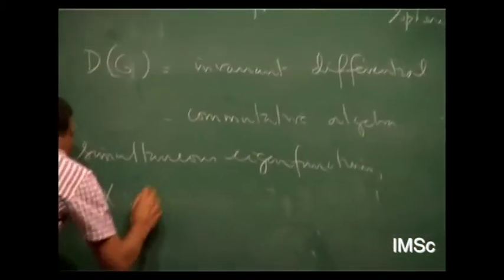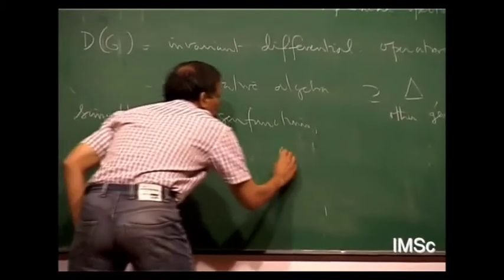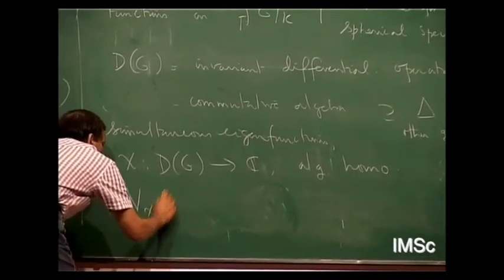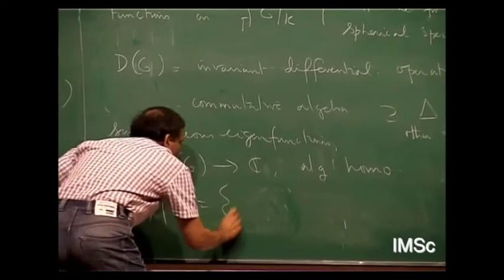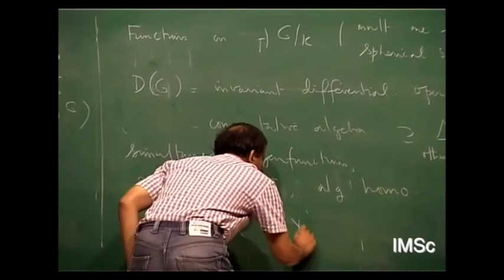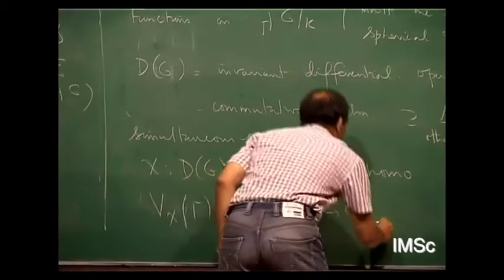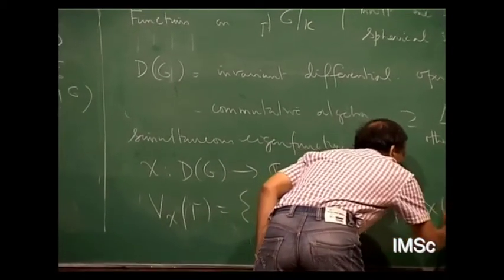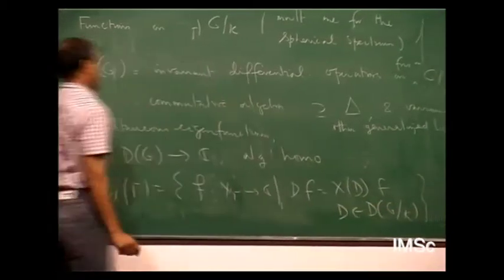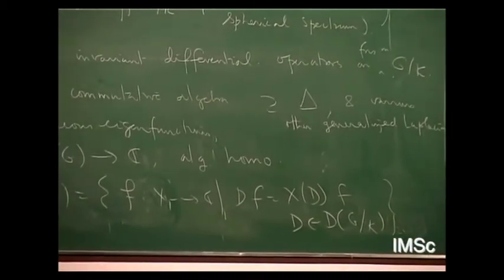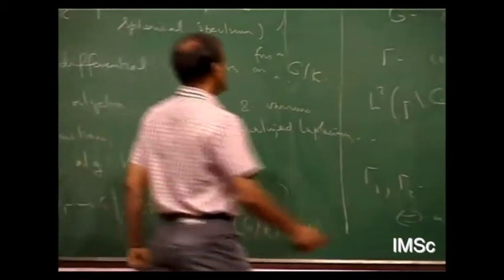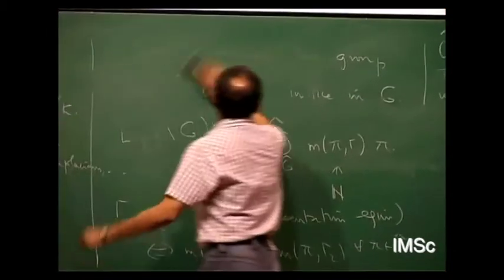You take a character chi of D(G) to C, an algebra homomorphism, and look at the eigenfunctions: the space of all functions f on X gamma to C such that for any operator D in the algebra of invariant differential operators on G mod K, D f equals chi(D) times f. And again, you can give an analog of the strong multiplicity one theorem. That's like looking at the Laplacian spectrum in the rank one case.